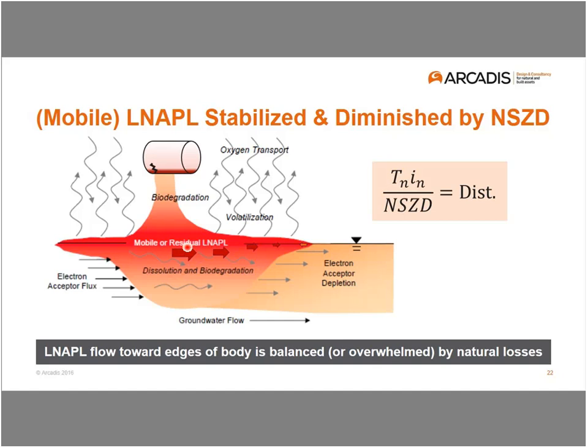So if there's some gradient on that mobile LNAPL, it can move from the center of these LNAPL bodies toward the edge. But as it moves toward the edge, it's being depleted by natural source zone depletion. And as that LNAPL body ages, the natural source zone depletion will also start to cause the leading edge of the LNAPL body to recede. So natural source zone depletion is acting both to reduce the mass of LNAPL over fairly long time frames, and it's acting to stabilize the LNAPL body.